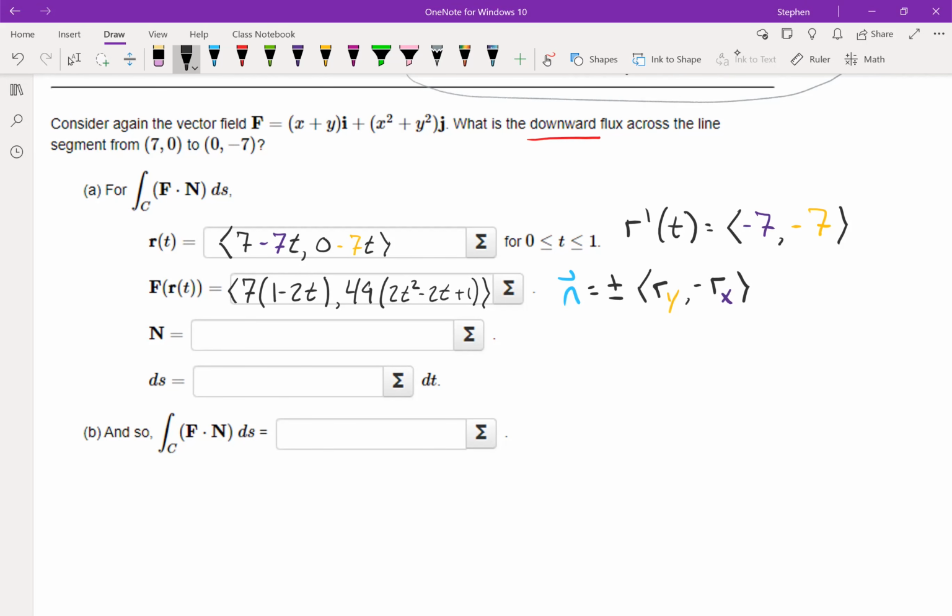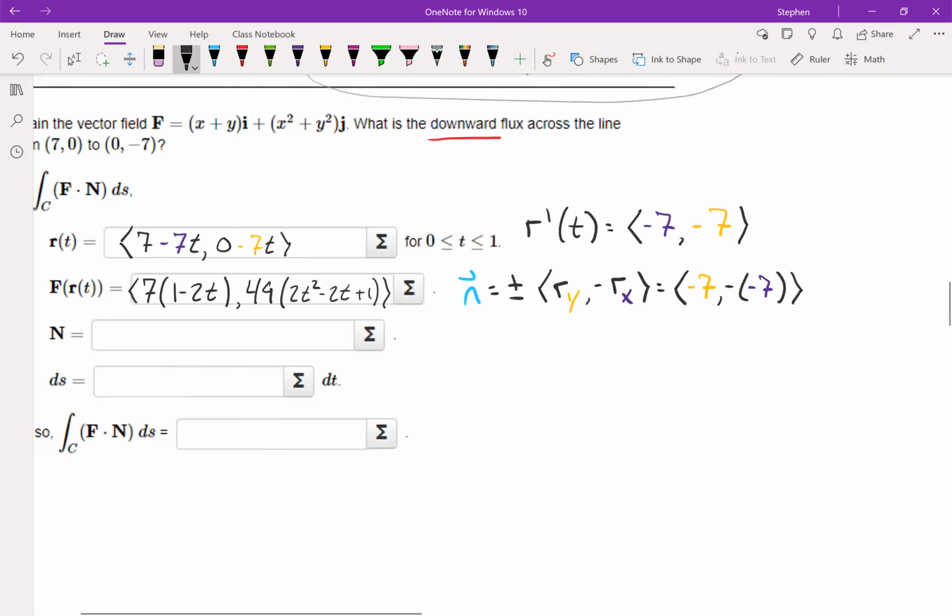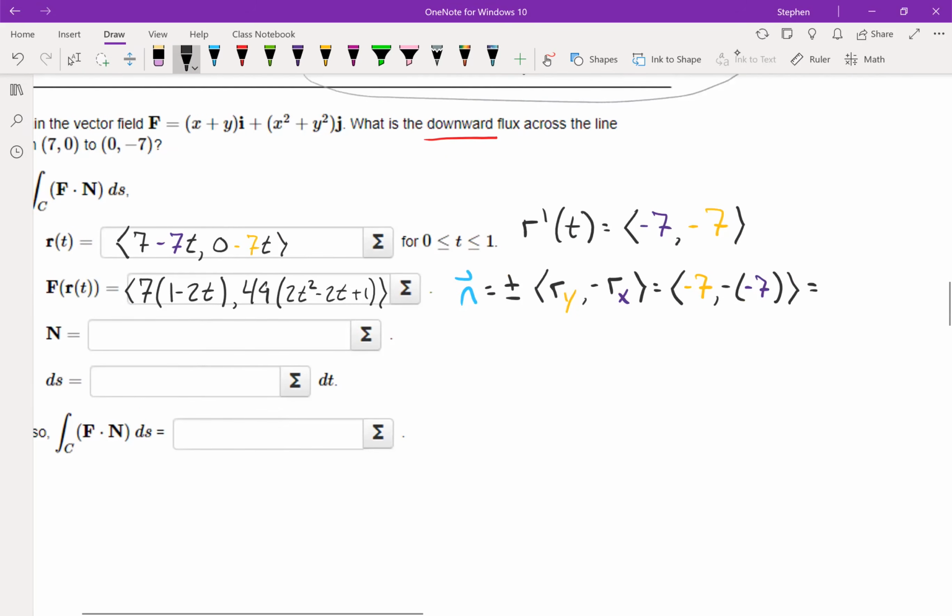But I should plug some stuff in here. The y partial is -7. And then I want the negative of the x partial, which is also -7. So I get the vector, if I simplify that out, I get the vector -7, 7.